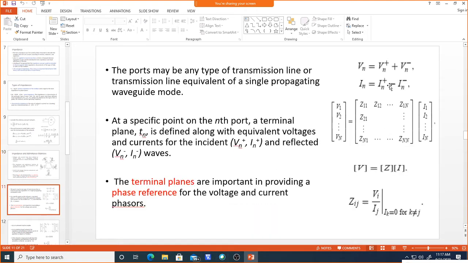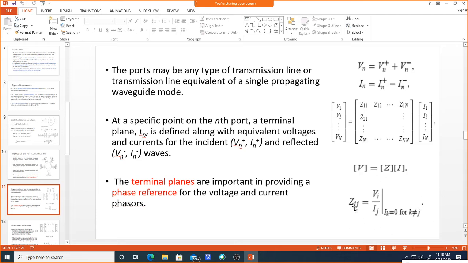In general we can define V equal to Z into I in terms of a matrix. For a particular port, if you want to define the impedance, it is V by I. So, for a particular incident voltage, what is the current at the other port, where the current is 0 for the other ports? At a time you can excite only one port and the other ports will be open circuited, that is current equal to 0, for every port other than the jth port whose current is flowing. This is how we can define it.